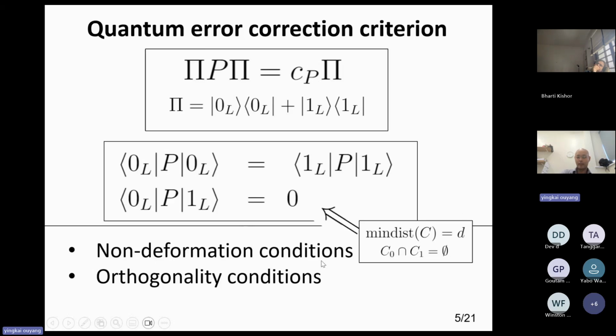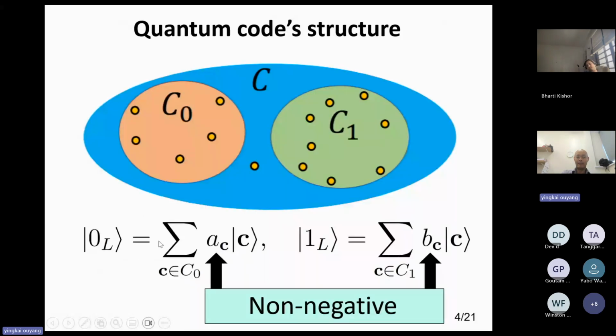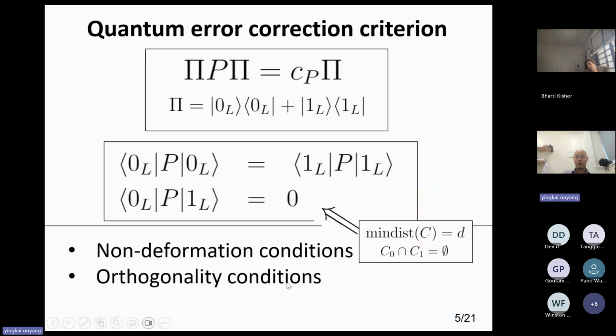And the orthogonality conditions can be trivially satisfied if you pick the codes C0 and C1 to be sufficiently far apart, because remember that we demanded that the logical 0 be of this specific form. Hence, if we demand that the classical code we use has a distance of d, then the orthogonality condition is going to be automatically satisfied, which is very nice. So all that we need to do is check the non-deformation conditions.